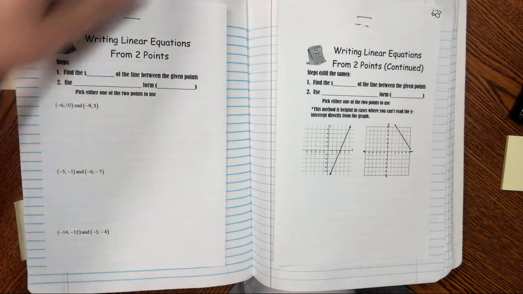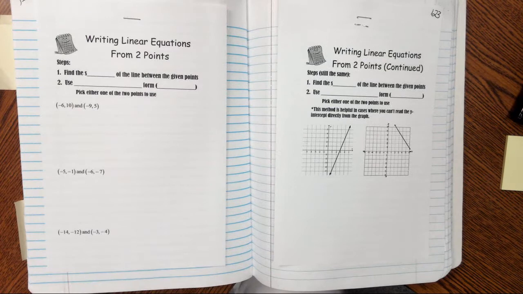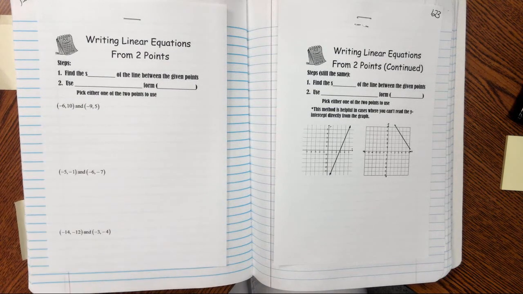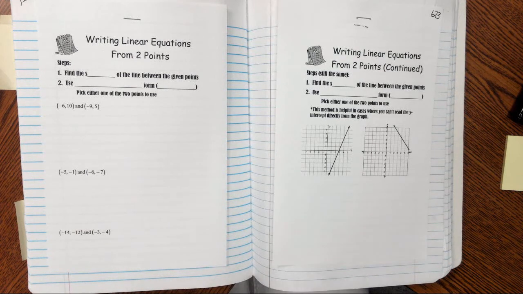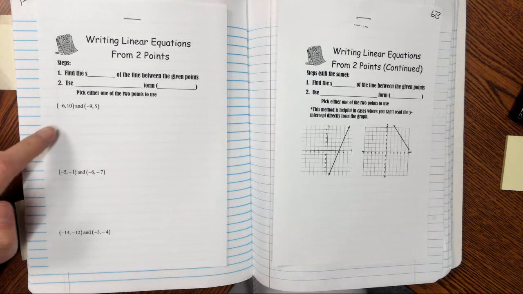Today we're going to discuss how to write a linear equation from 2 points. And these 2 points could be in the form of ordered pairs like you see on the left, or they could be in the form of a graph like you see on the right. We're going to start with the ordered pairs.